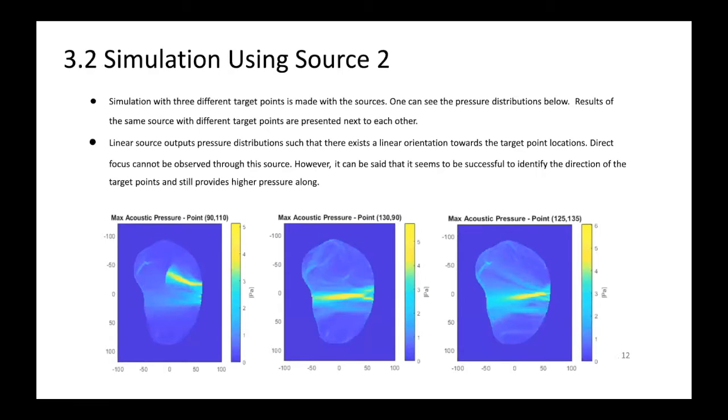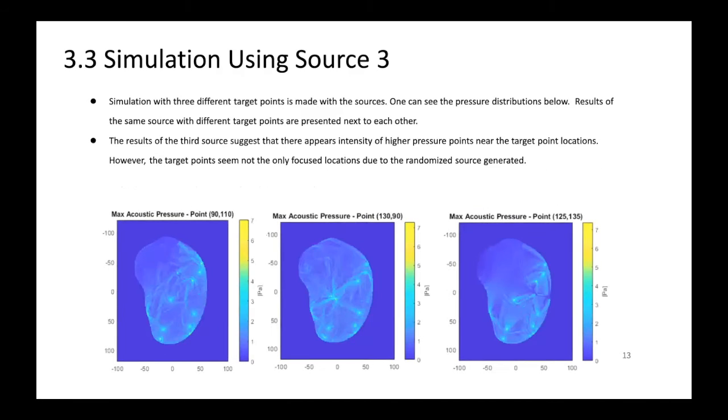The linear source outputs a pressure distribution such that there exists a linear orientation towards the target point locations. Direct focus cannot be observed through this source. However, it can be said that it seems to be successful at identifying the direction of the target points and still provides a higher pressure along it. The results of the third source suggest that higher pressure points appear near the target point locations. However, the target points seem not to be the only focused locations due to the randomized source generated.